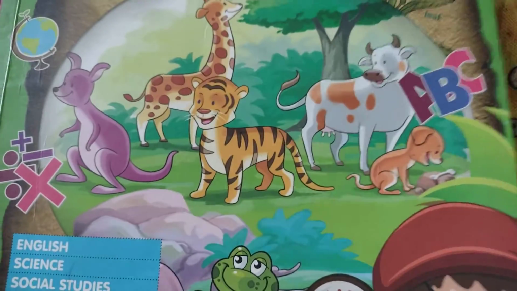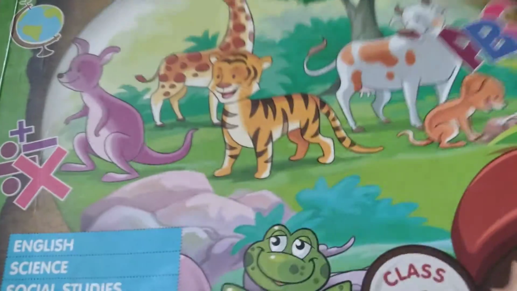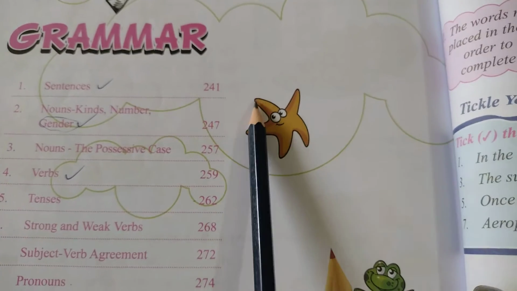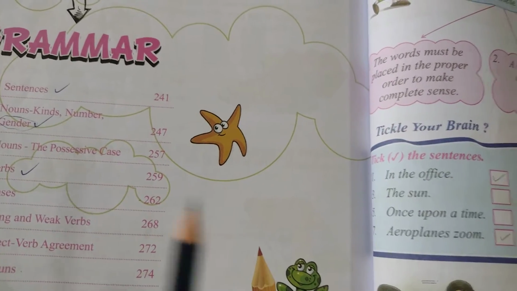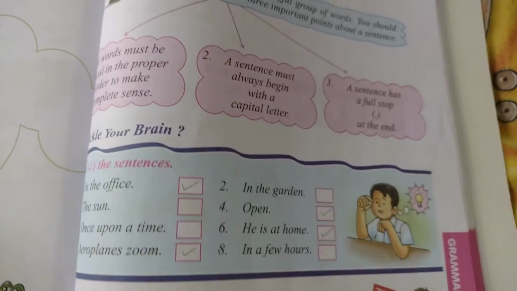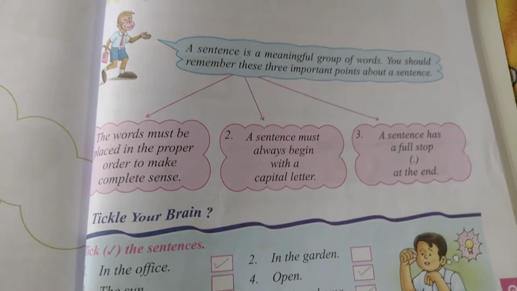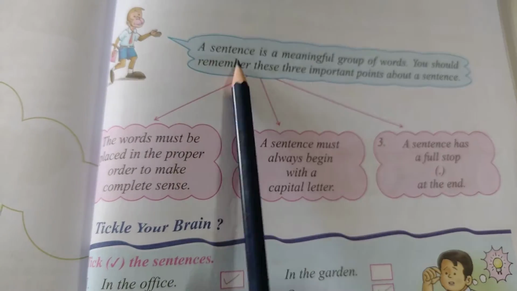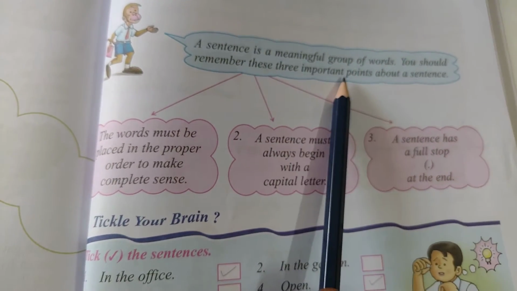So, open your first semester textbook, that is page number 241, grammar part. Now, this is your grammar of this semester. First is sentences. So, going to sentences, you all know in English language there are 26 letters from A to Z. So, those letters, when they are formed, is called a word. Now those group of words gives a sentence.